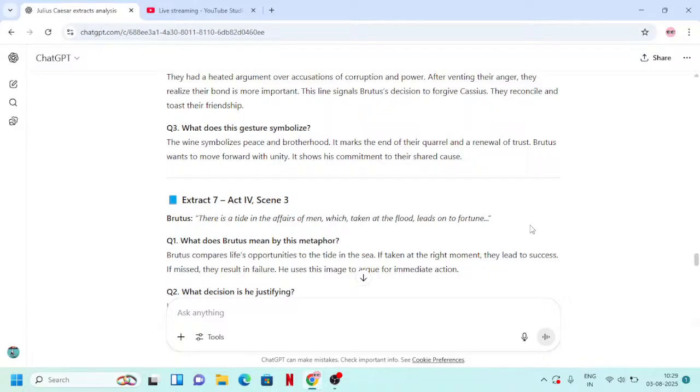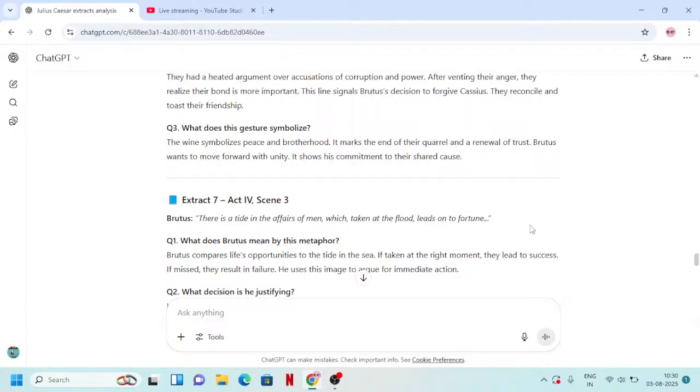What does this gesture symbolize? The wine symbolizes peace and brotherhood, because whenever friends sit together and family functions are there, we drink wine and share eatables. So this is a symbol of peace and brotherhood. It marks the end of their quarrel and a renewal of trust. Brutus wants to move forward with unity, and it shows his commitment to their shared cause.